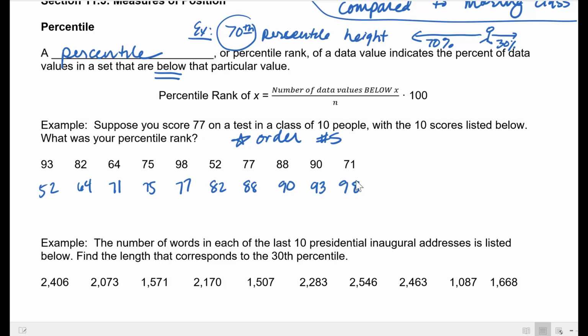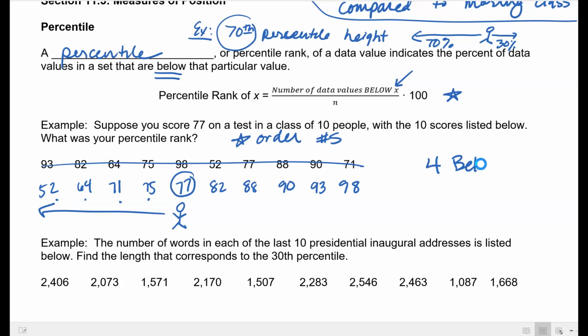All right, so we've got the list of scores in order, so we can just ignore this first list here and look at my list. I'm going to identify where I am. I am score 77, and I want to know my percentile rank. When you want to find percentile rank, you're going to use this formula here. You figure out how many scores are below x, which means below you, the value that you're looking at. So let's count that. If this is me, there are 1, 2, 3, 4 scores below.